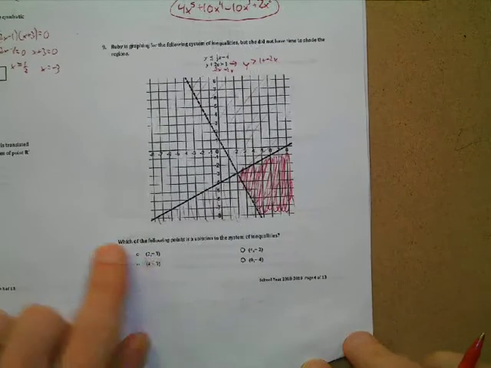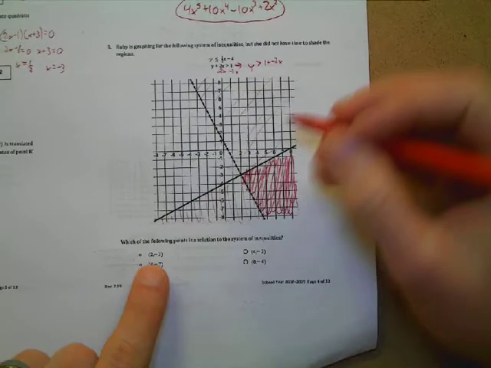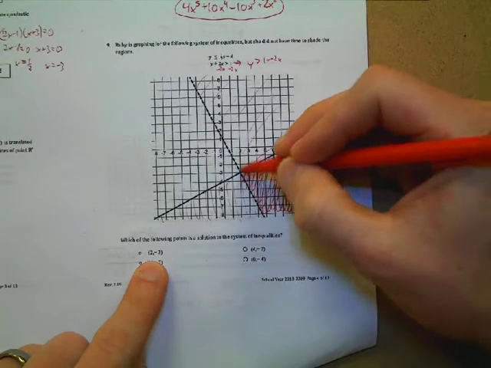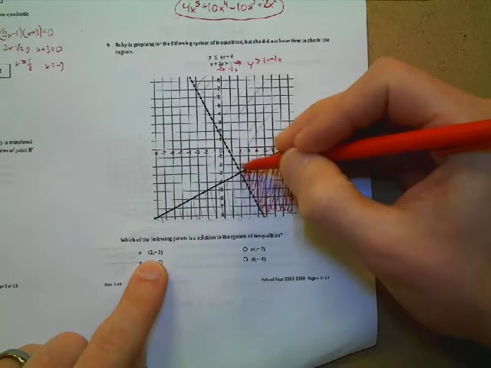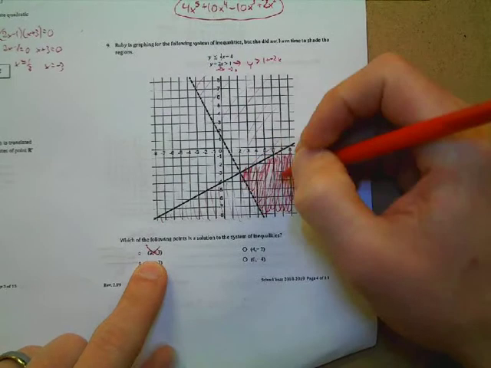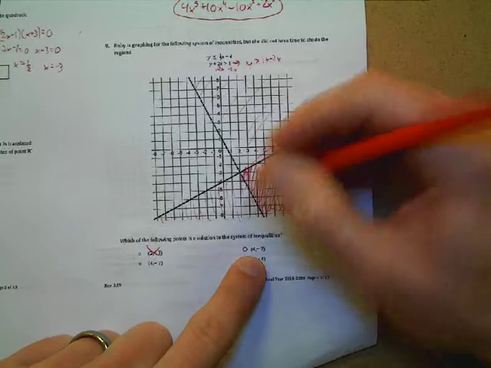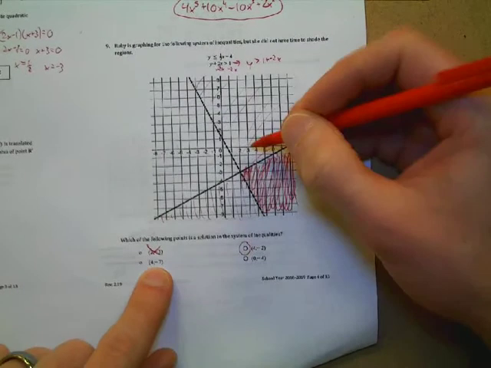Okay? So which of the following points is the solution to the system of inequalities? Let's check. 2, negative 3. Well, 2, negative 3 is on the dotted line and the solid line. So since it's on the dotted line, it can't work, right? 4, negative 2. 4, negative 2 is on the solid line, and that's part of the region there. So that's probably it. Let's check 4, negative 7.